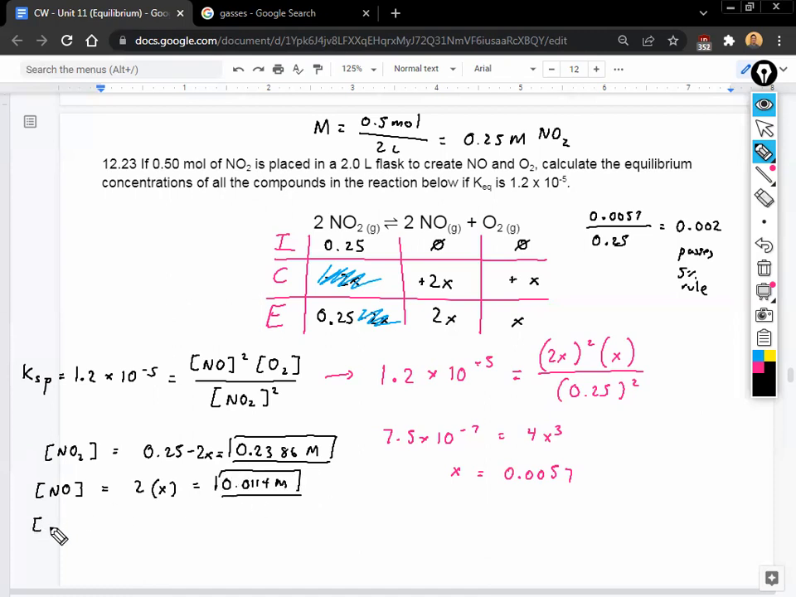And then for your concentration of O2, it's just gonna be x, which is 0.0057 molarity. And there you go. If you guys were able to get that on your own, great work. That was kind of a trickier question, just because it got a little bit confusing with the power of the variables, and you have to test the 5% rule. But if you guys got it, great work.